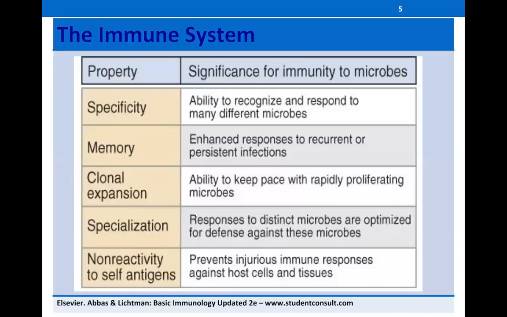Generally speaking, the immune system has so many properties. These are the following. One would be specificity. What's the significance for immunity to microbes? Specificity is the ability to recognize and respond to many different microbes. Memory, on the other hand, is an enhanced response to recurrent or persistent infections.